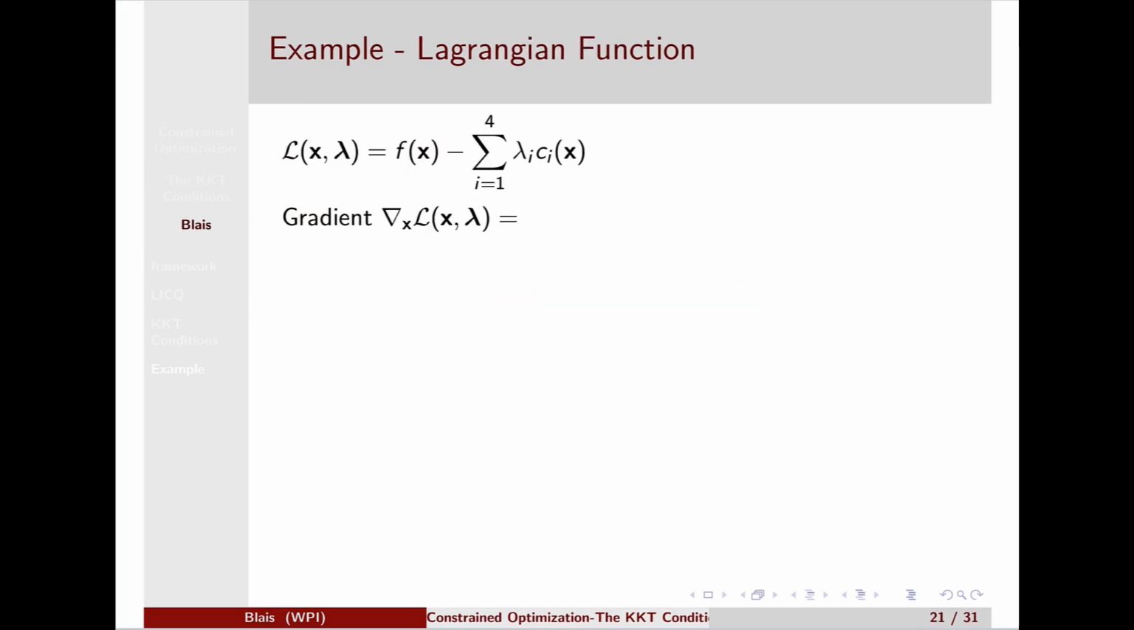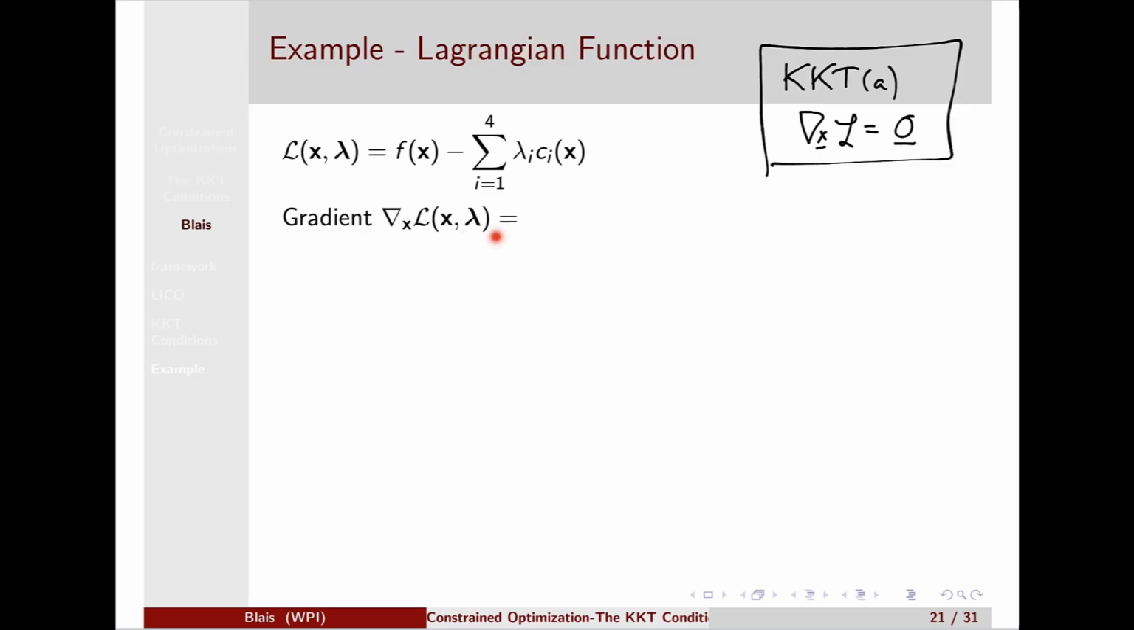Let's come back to our gradient condition. Recall we had just said that KKT condition A has that the gradient of the Lagrangian with respect to x has to be 0. So if we calculate the gradient of the Lagrangian, here's our Lagrangian here, with respect to x, well, the gradient with respect to x of f of x is simply the gradient of f of x.